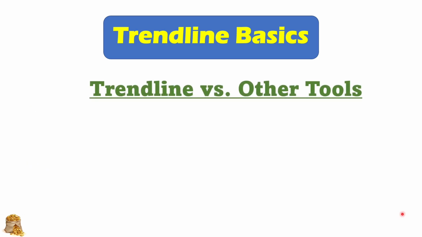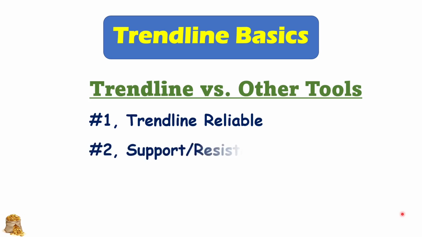There are a lot of tools out there for beginner day traders to use for day trading. Trendline is one of them, and the trend line is one of the most powerful and reliable ones. Support and resistance levels are also reliable because they are also human behaviors. Support means there are buyers coming in, and resistance means sellers are coming in.